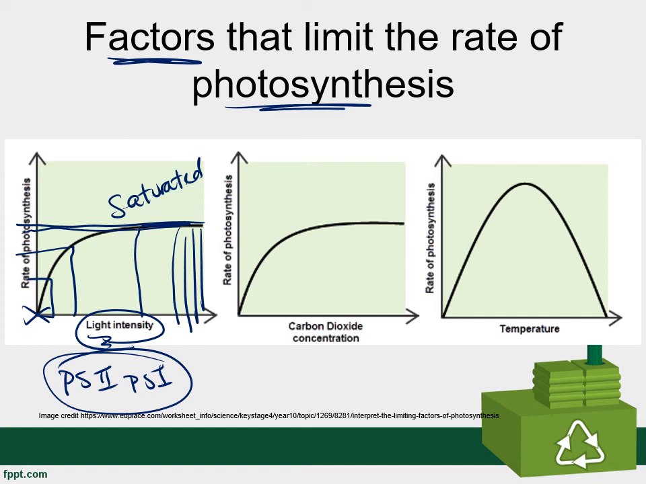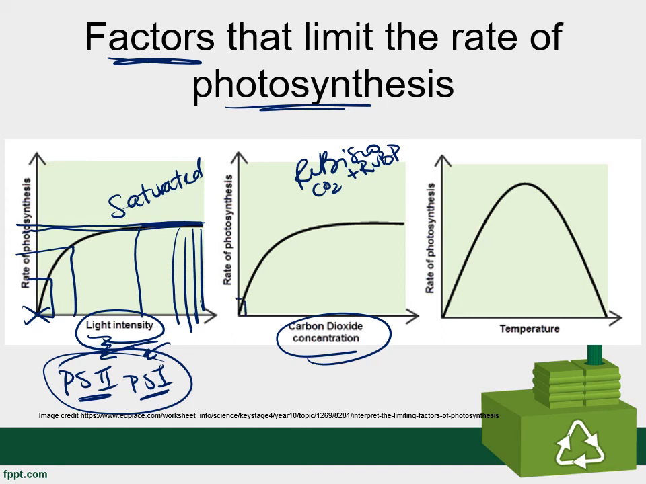It doesn't matter if there's more light. These guys cannot work any faster. And so that rate is going to plateau because these protein complexes are saturated. They have as much light as they can possibly absorb. CO2 has a similar graph, and the reason is Rubisco. So Rubisco is that enzyme that binds together carbon dioxide and RUBP during the carbon fixation part of Calvin's cycle.